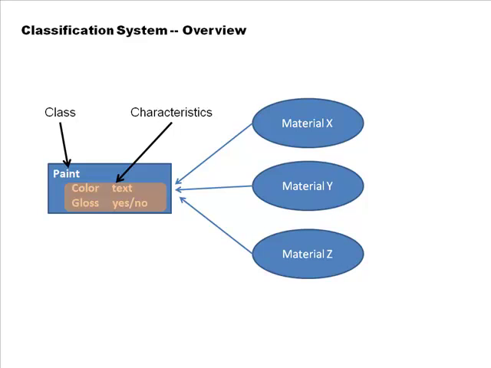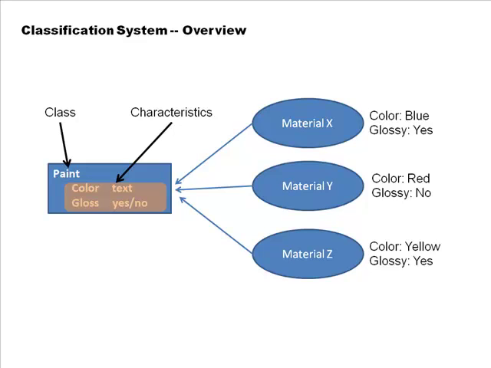Now, I've got lots of materials, material X, Y, Z, etc. And I can assign, in fact, not just materials, any SAP object to a class. So I've assigned the class paint to these three materials. That means we are saying all of these three are paints. They have characteristics of paints, and therefore you can assign a value of color and gloss to each of these. So you can say this has color blue, glossy yes. This has color red, glossy no. This is color yellow, glossy yes, etc. It's almost like by assigning them to that class, they get new attributes.